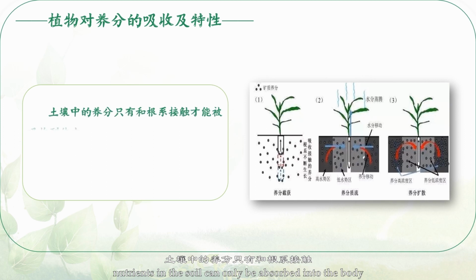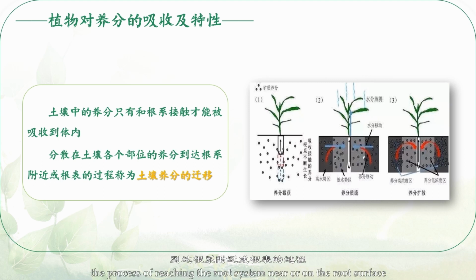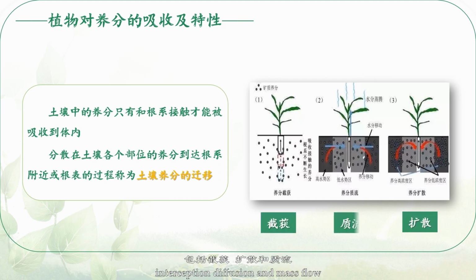Nutrients in the soil can only be absorbed into the body if they come into contact with the root system. Nutrients dispersed in various parts of the soil, the process of reaching the root system near or on the root surface, is called soil nutrient transport. Soil nutrients can be transported in three ways: interception, diffusion, and mass flow.